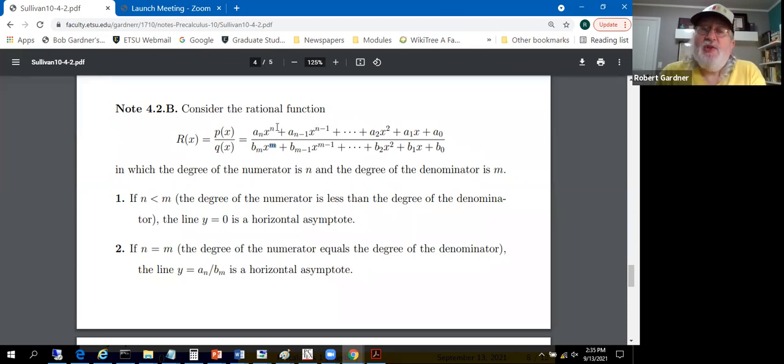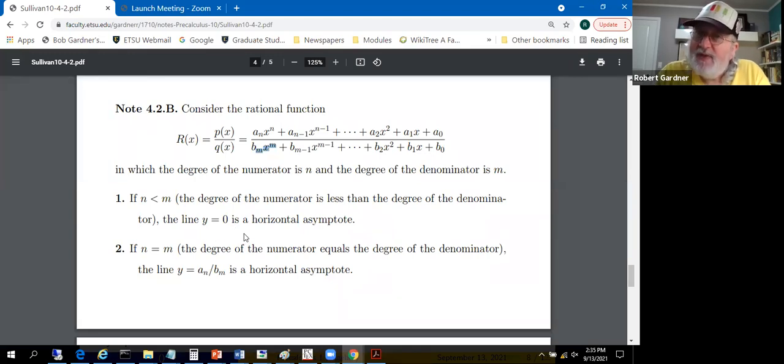Then the degrees m and n affect what kind of asymptote you have, if any asymptotes at all. If n is less than m, so the degree of the denominator is bigger than the degree of the numerator, as it says, the line y equals 0 is a horizontal asymptote. That should make sense. When you plug in big x values, the denominator is going to be a lot bigger than the numerator if m is greater than n. You're dividing by a relatively large number, and that's the reason the quotient is close to 0.